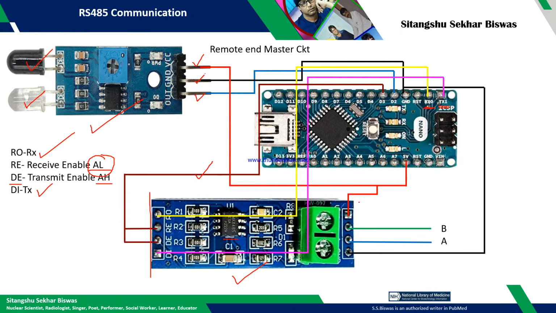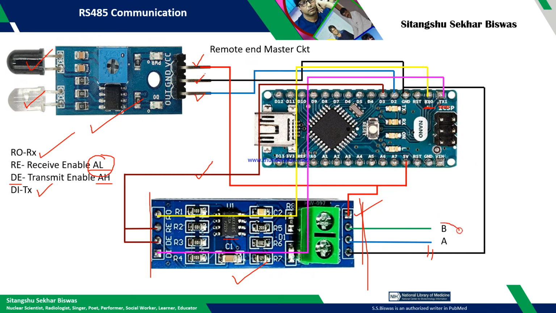Now in the right hand side here, 4 terminals are there. This one is the VCC. Here we are using 5 volt logic. So this terminal is connected to the 5 volt of the microcontroller, and the last one is the ground pin, which is connected to the ground of the microcontroller.